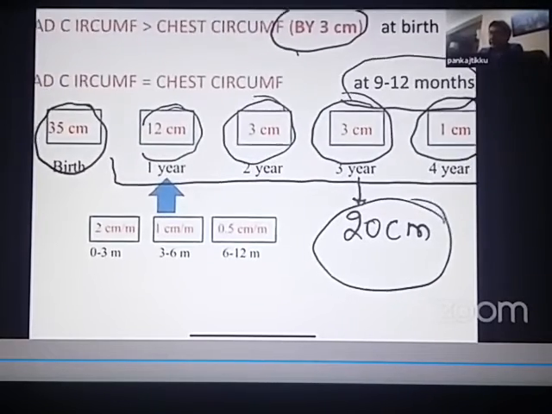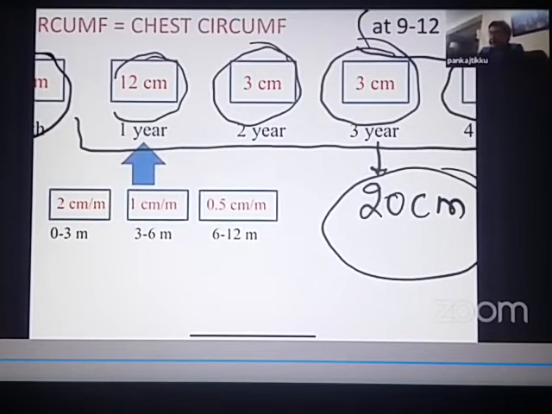So if you look further, in the first year, how does the head circumference increase? In the first 3 months, the head circumference increases 2 centimeters every month. So in the first 3 months of life, the head circumference increases 2 centimeters per month. Then between 3 to 6 months, how much does head circumference increase? Now it increases just 1 centimeter every month.